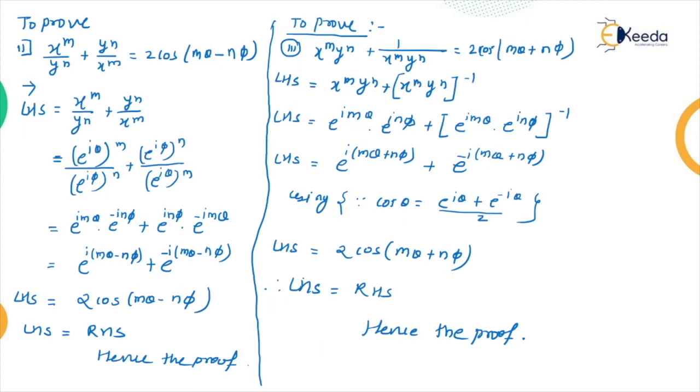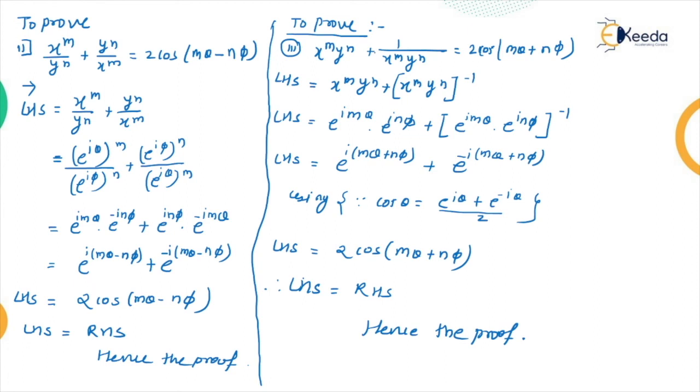Okay, number second, you have to do the same thing here. Take LHS: x power m y power n plus y power n upon x power m. Substitute the value of x, y and its power, and you will show here LHS is 2 cos of m theta minus n phi. So LHS equal to RHS, that you will get. The proof is there, guys.